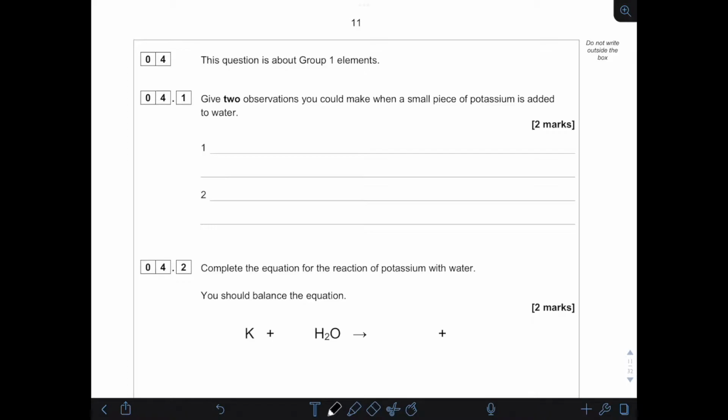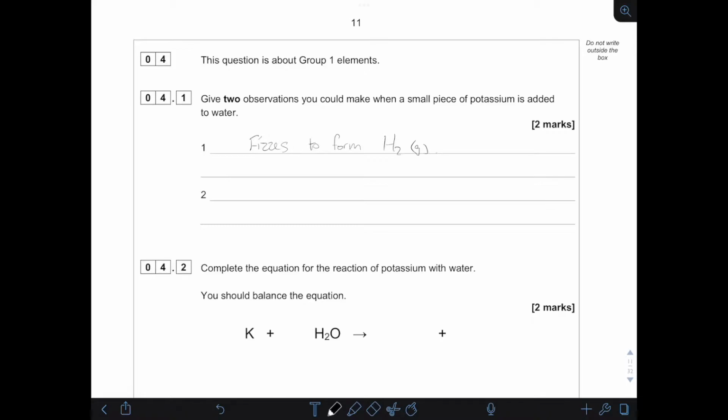So we're on question 4. This is about group 1 elements. Give 2 observations when a small piece of potassium is thrown into water. Well, the first one is it fizzes to form hydrogen gas. Yeah, so that's the first thing.